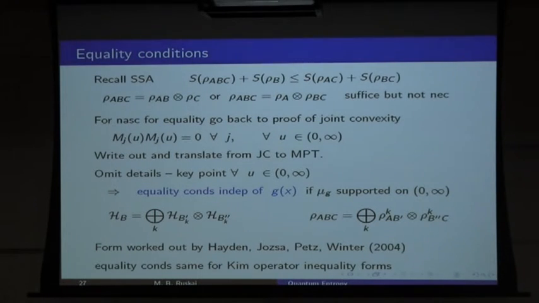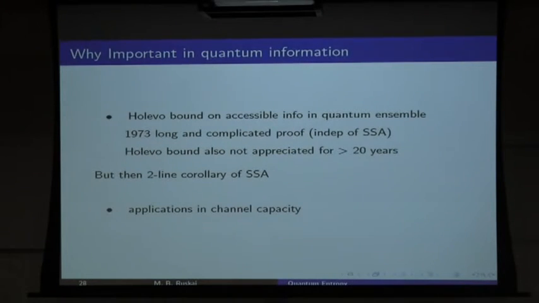The abstract form was worked out early on by Petz, and then after Mike Nielsen asked me, I worked them out, but the implications were not clear. In 2004, the fact that it means the function has this form was worked out by Hayden, Jozsa, Petz, and Winter, and of course the equality conditions are the same for Kim's functions. There are a number of reasons why this is important in quantum information.